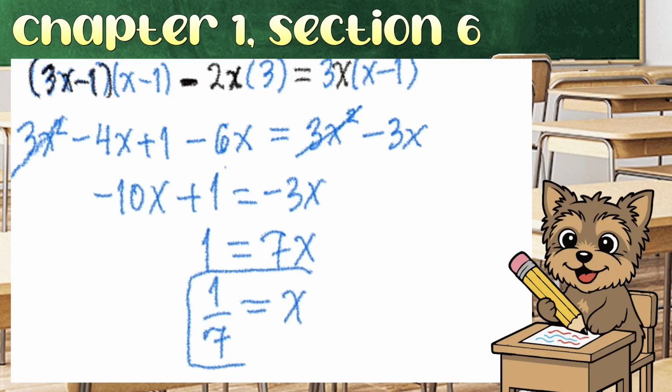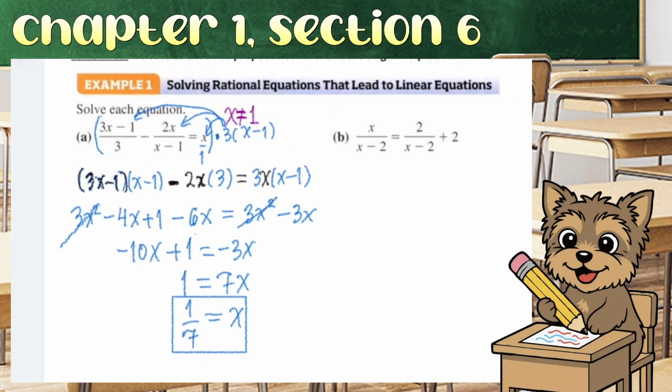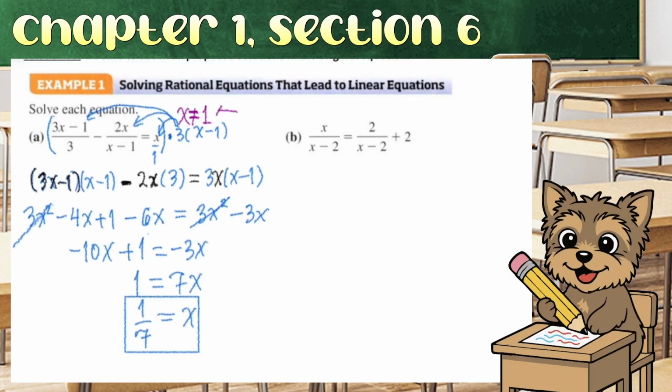It was linear. That worked out pretty nicely for us. 1/7 is an acceptable solution because it is not 1. And 1 is the only restriction. So we are good to go. And that is your only answer, okay? So 1/7 is the solution. But remember, we turned this rational equation into a polynomial. A polynomial has a domain of all real numbers. So we always have to double check that the answers we get satisfy the original problem, because the manipulation of the problem is just a solving technique. It doesn't mean that that original problem no longer exists.